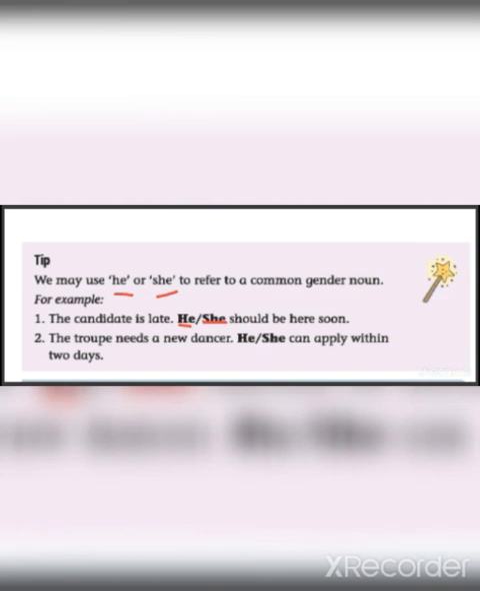Next, second one, the troupe needs a new dancer. He or she can apply within 2 days. So here dancer may be a male or female. So we are using he or she according to that.